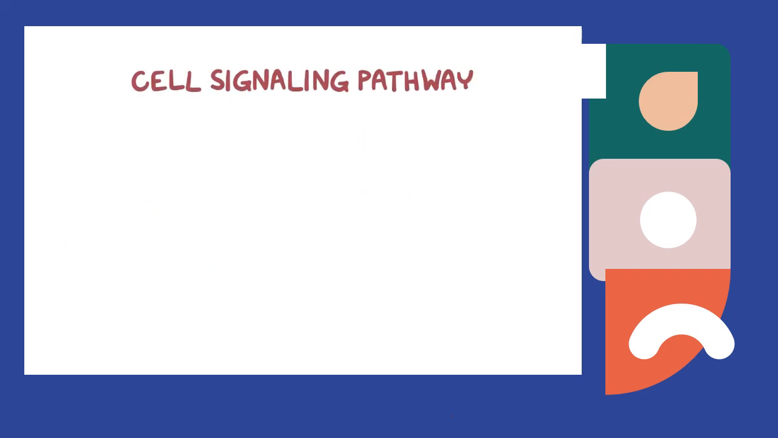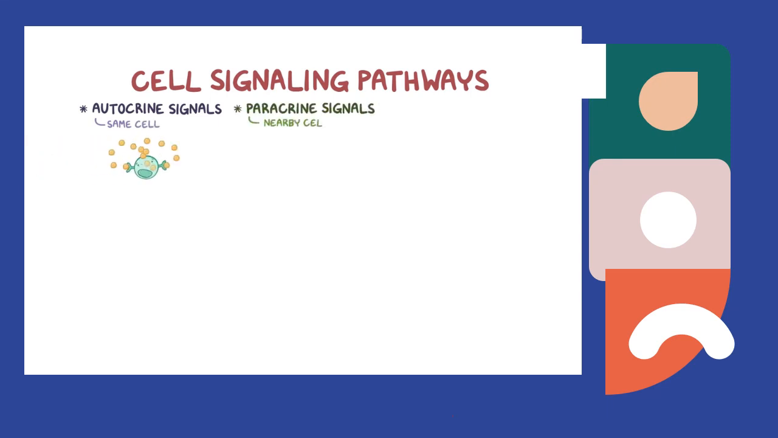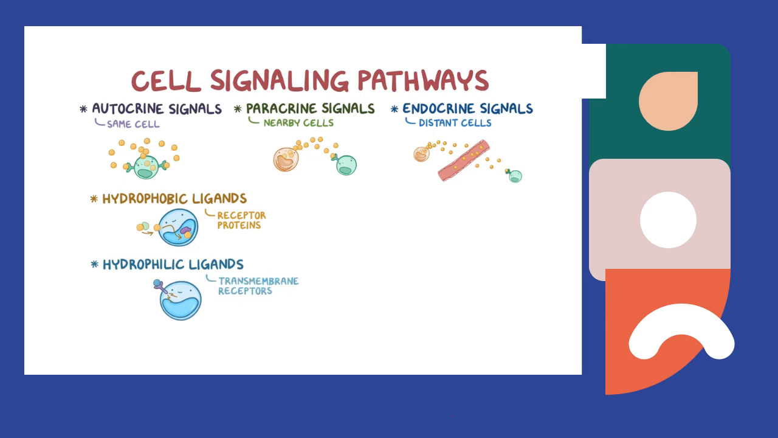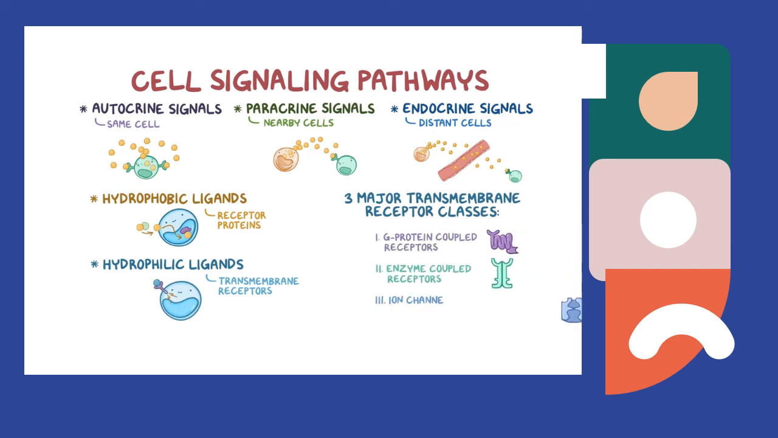Alright, as a quick recap. Autocrine signals target the same cell. Paracrine signals target nearby cells, and endocrine signals target distant cells. Hydrophobic ligands are able to diffuse across the cell membrane and bind to receptor proteins inside the target cell. Hydrophilic ligands are unable to cross the cell membrane, so they must bind to transmembrane receptors, which have an intracellular end that triggers a signaling pathway inside the target cell. There are three major transmembrane receptor classes: G protein-coupled receptors, enzyme-coupled receptors, and ion channel receptors.